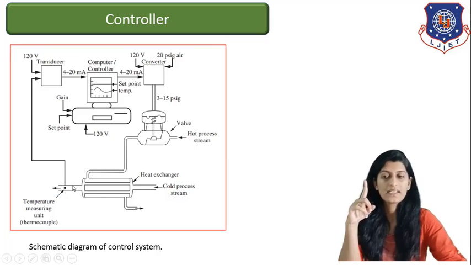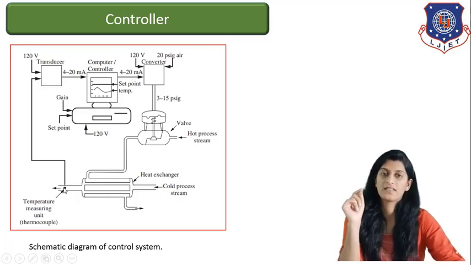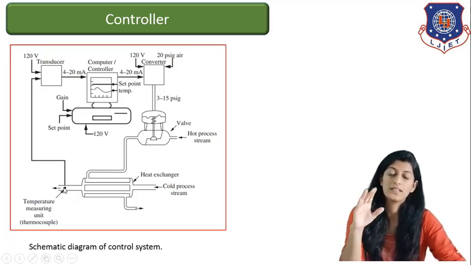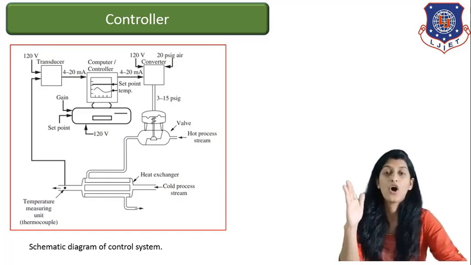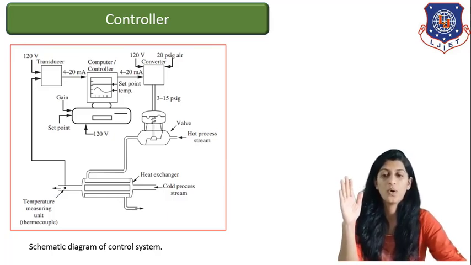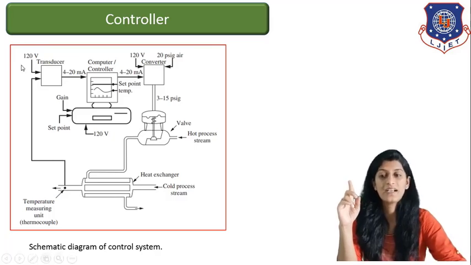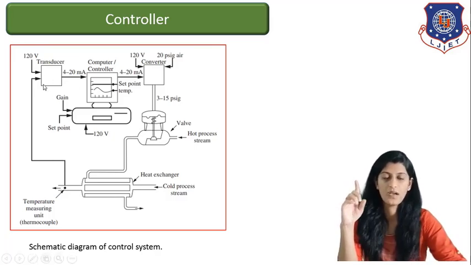We have connected a thermocouple here. As you can see, the thermocouple is connected here. This dot represents a thermocouple. What we have done is, from where our hot stream is coming out of the heat exchanger, we have put a thermocouple over there. The signal of the thermocouple is sent to the transducer.